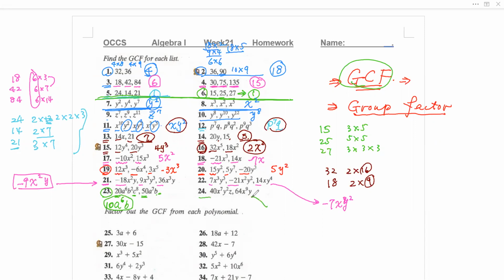Let's see 24. 40, 64. What's the greatest common factor? 16, right? No. 8 times 5, and here is 8 times 8, right? So 8 is the greatest common factor for the coefficient part. And x power 7 and y, and no z, right? Z here, no z. So no z.